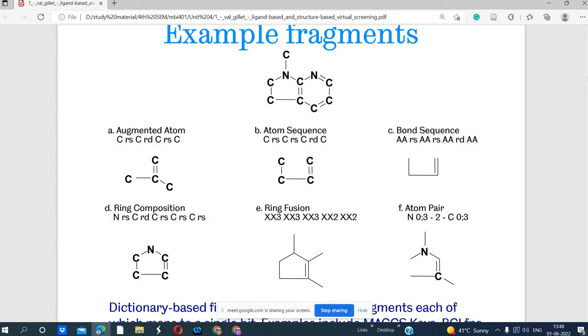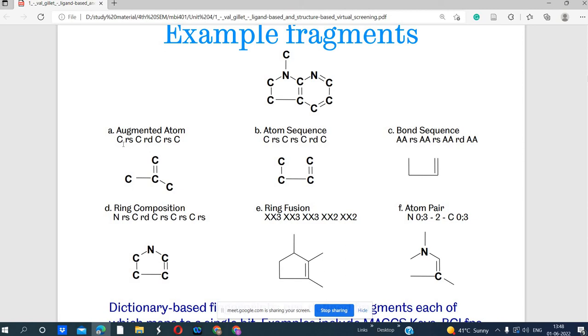Now C shows the bond sequence. So these are also different fragments. Ring composition, you can see here. Ring fusion, if two rings are fused together. And atom pair, if two atoms are represented with each other. So these are different fragments of the structure. These are the example fragments, showing how we categorize them.